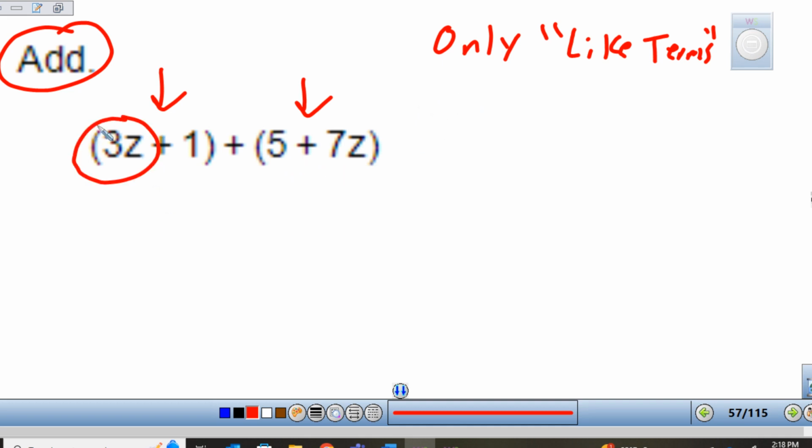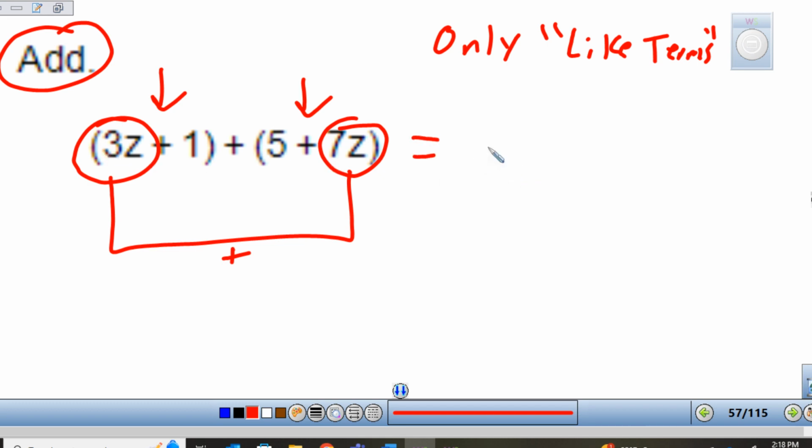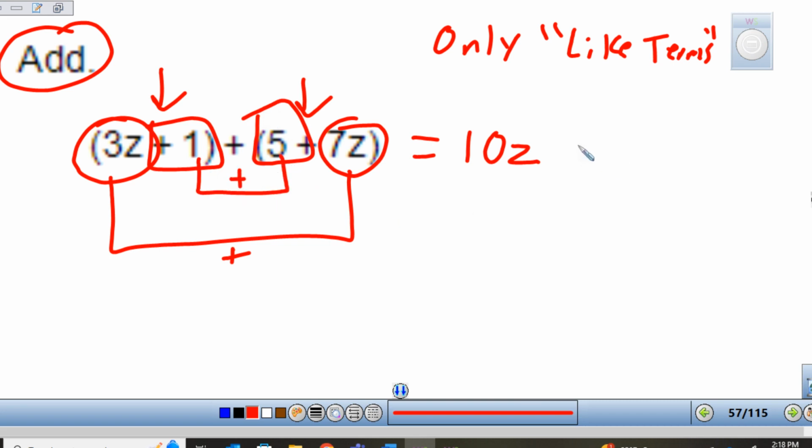We've got a 3z, which is a z term. We've got a 7z, which also has a z. So we're going to add them together. 3z plus 7z would give us 10z. Now we're going to add our constant terms. So we've got a positive 1 and a positive 5. 1 plus 5 would of course give us 6. So our answer would be 10z plus 6.